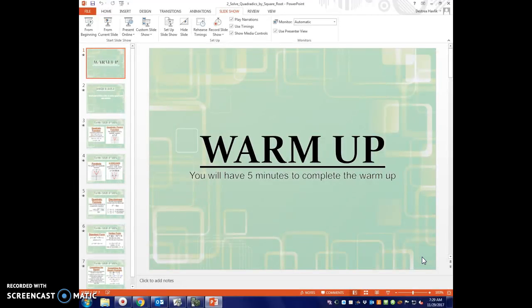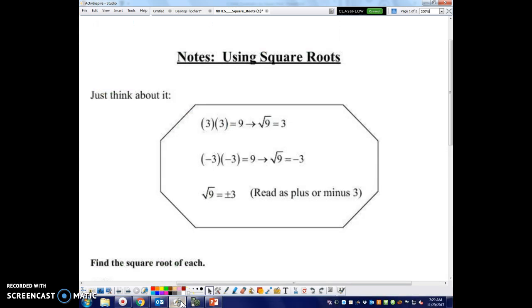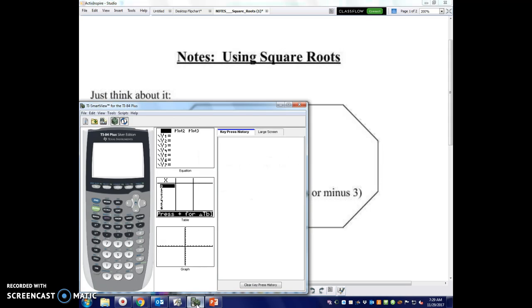All right, so let's look at your assignment for today. So we're looking at using square roots, okay? So if we were to take the square root of 9, I'm going to show you how to do that in your calculator. Go to your calculator. You type in second square root. It's that x squared button, okay? And then yours automatically has parentheses, which is good. You put 9, close parentheses. Hit enter. What does it tell you?